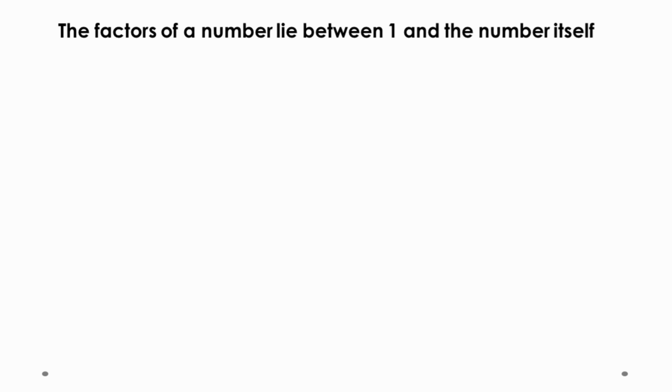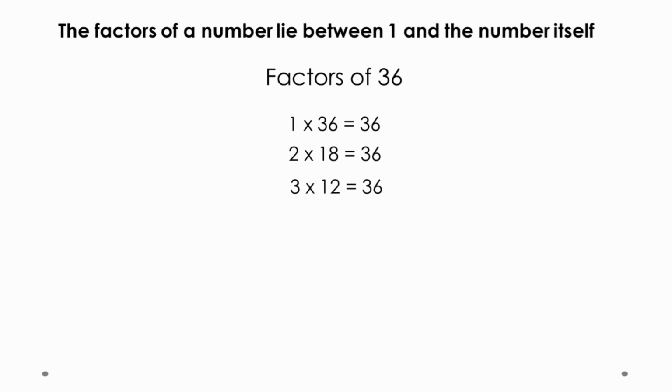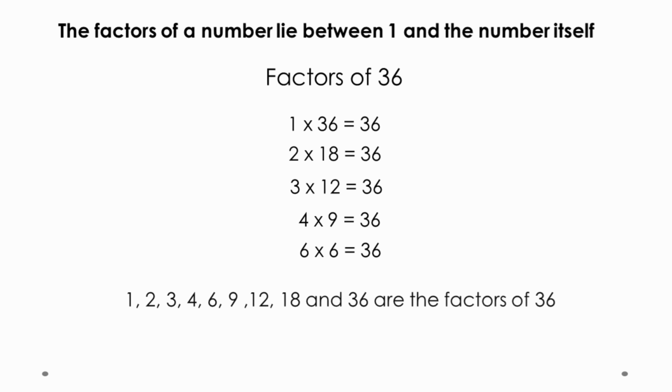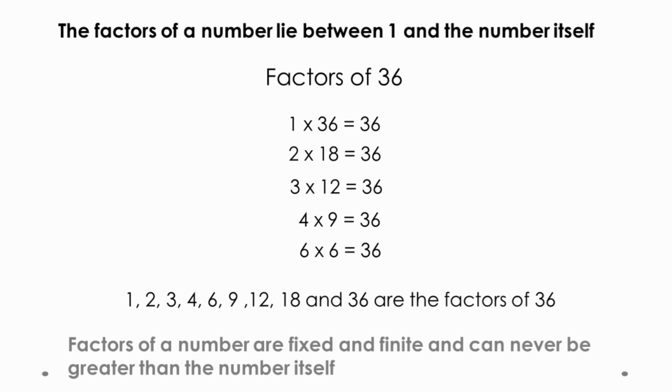The factors of a number lie between 1 and the number itself. To understand this, let's have a look at the factors of 36. So we see that 1, 2, 3, 4, 6, 9, 12, 18 and 36 are the factors of 36. Another thing to be noted here is that factors of a number are fixed and finite and can never be greater than the number itself.